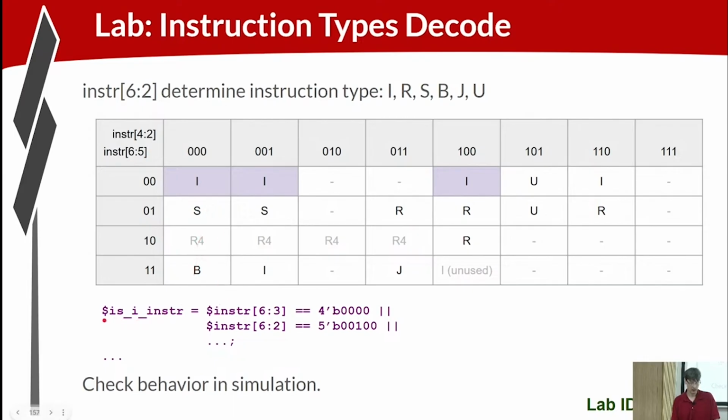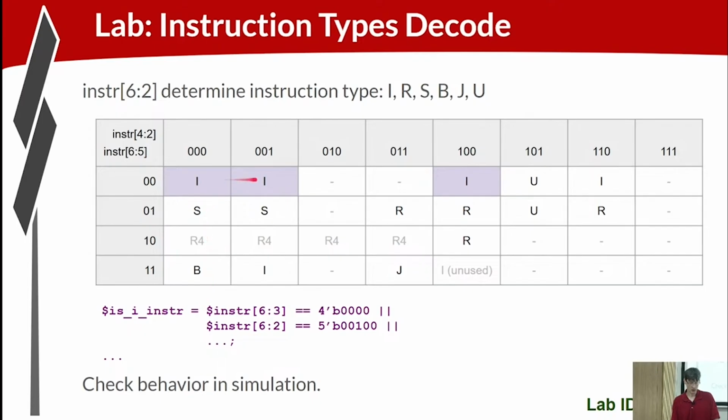So we're going to make a signal for each instruction type saying, is this instruction whatever type? So I'll do is I instruction. That should assert if this instruction is I type. And I'll start you off decoding these three cells. So these three cells are I type. There's other I type cells here as well. I didn't complete the entire expression, but I got you started off with these three cells.